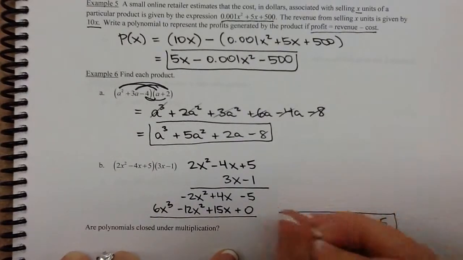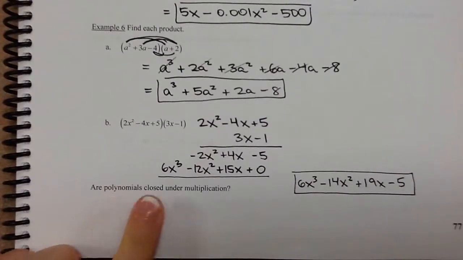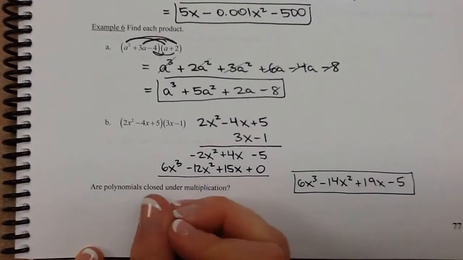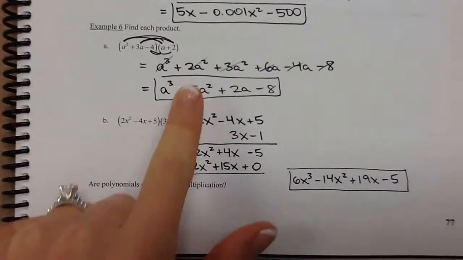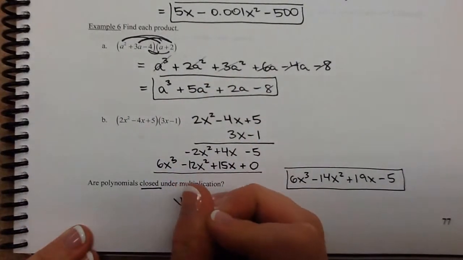Okay, so again, 2 different ways. Whatever clicks for you is totally fine. And last question, are polynomials closed under multiplication? So just like above, if I multiply 2 together, do I still get a polynomial? These are clearly still polynomials, so the answer is yes.